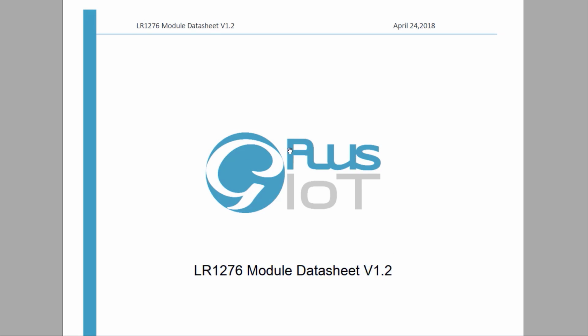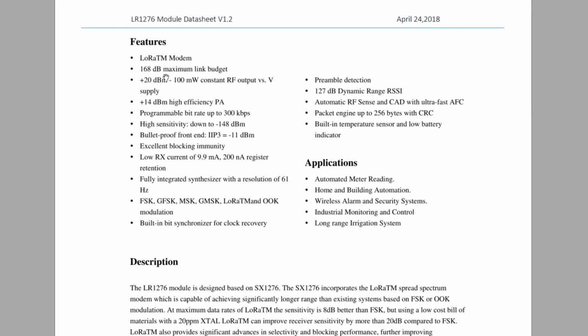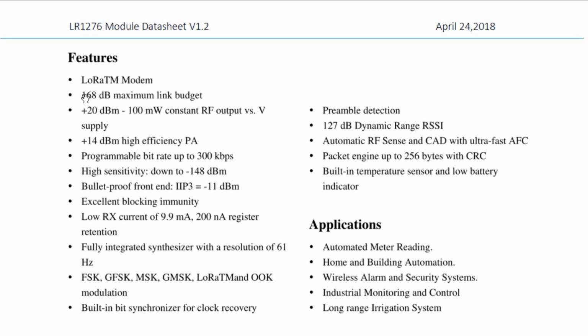Let's check its datasheet now. The maximum link budget is 168 dB with an RF output of plus 20 dBm at 100 mW. Using a power amplifier, the efficiency is plus 14 dBm. The programmable bit rate is 300 kbps and sensitivity is up to minus 148 dBm. The receiver current is only around 9.9 mA, and this supports all the modulation techniques like FSK, GFSK, MSK, LoRa, etc. The dynamic RSSI is 127 dB with a packet engine up to 256 bytes with CRC.